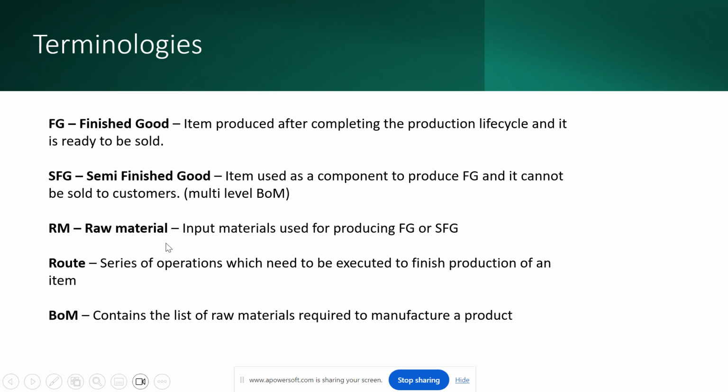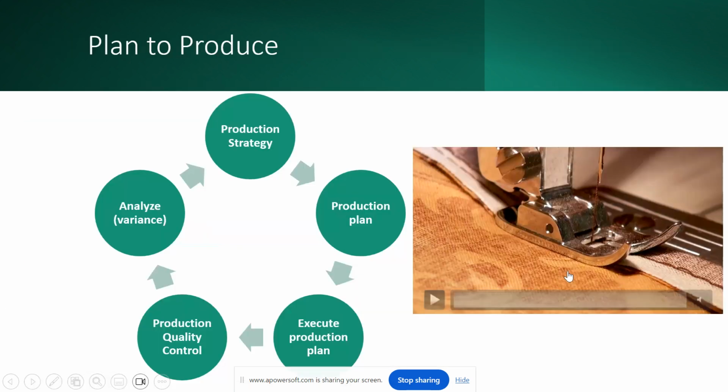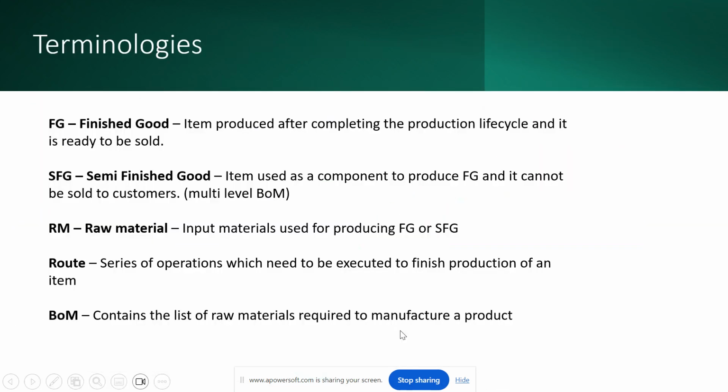And then RM, we will talk about RM often, which actually means raw material, which is the input materials. Like we saw in the previous video, if you want to manufacture a shirt, you need a fabric, you need a thread. So those are referred to as the RM, the raw material, the input materials used for producing the finished good or the semi-finished good.